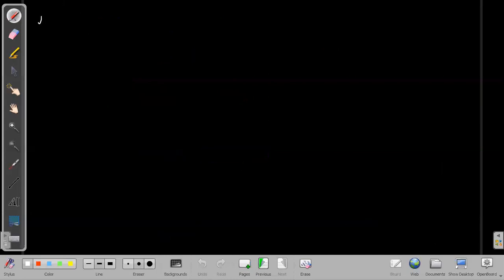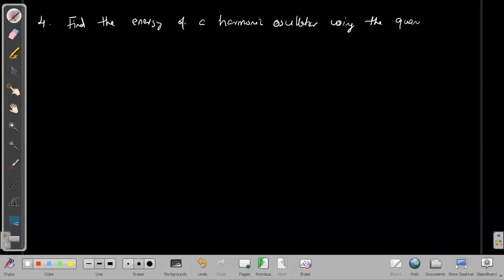Okay, so that can be my question number 4. Find the energy of a harmonic oscillator using the quantization condition obtained from WKB approximation.